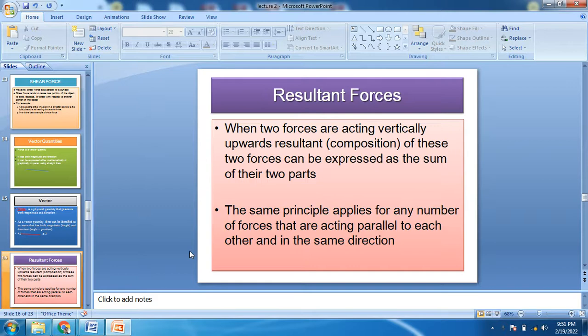Resultant forces. When two forces are acting vertically upward, the resultant composition of these two forces can be expressed as the sum of their two parts. The sum principle applies for any number of forces that are acting parallel to each other and in the same direction.